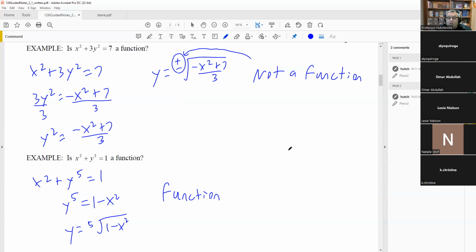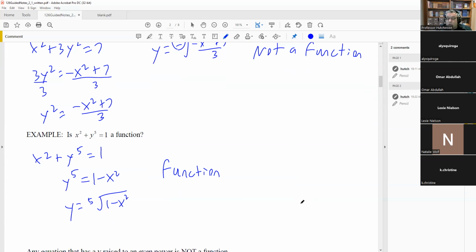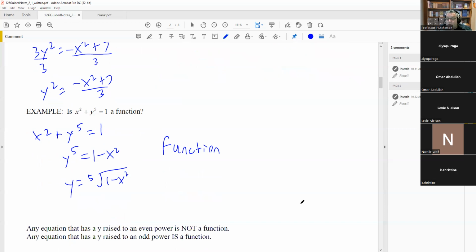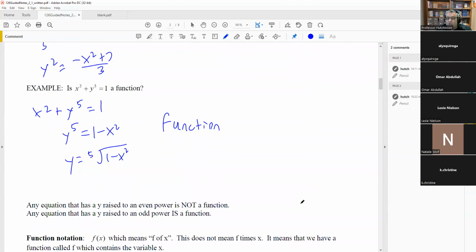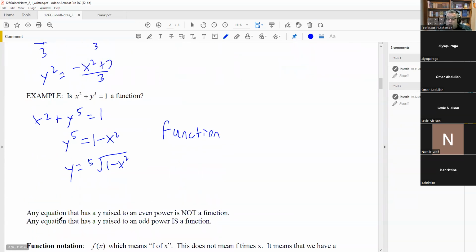So the conclusion, we're actually going to have that right down below here. So here's the conclusion. Any equation that has a y raised to an even power is not a function. Any equation that has y raised to an odd power is a function. So automatically, you can just look at the problem that's in my open math, and you can just answer that based on what the power of the y is.